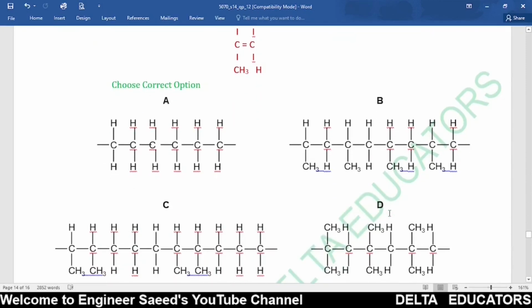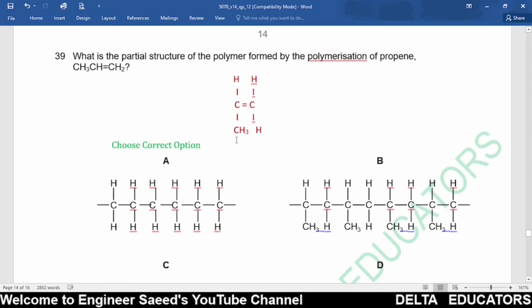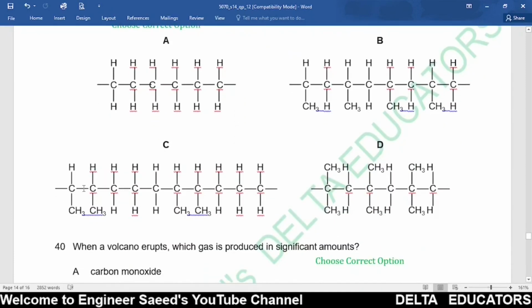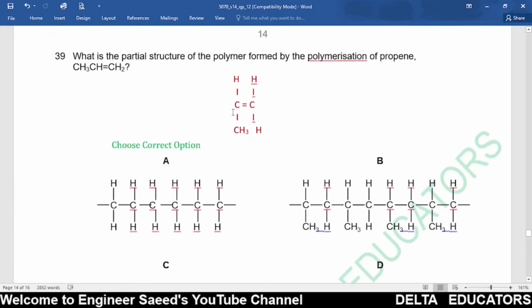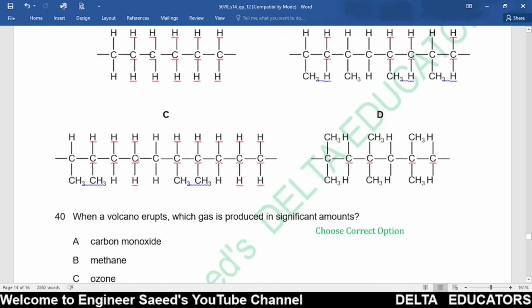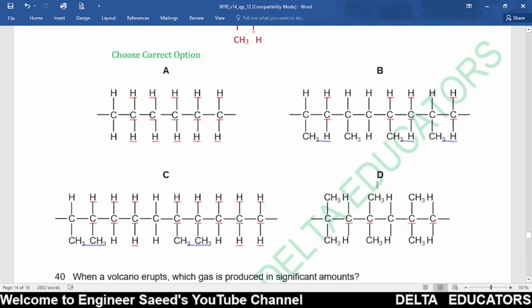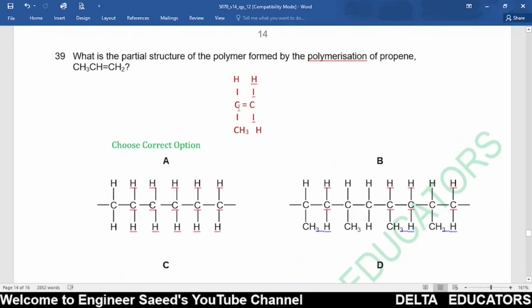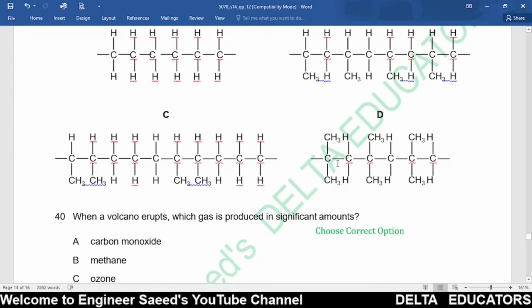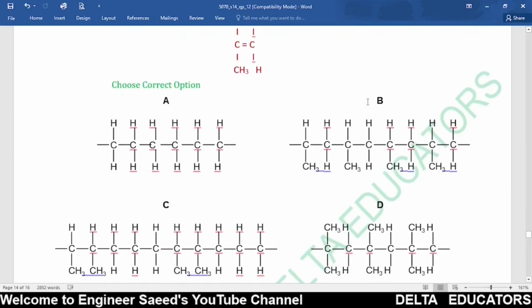Okay, we check the other options also. In C, here we have hydrogen and CH3, it is okay. But with the second carbon we again have hydrogen and a methyl radical, whereas in the monomer the second carbon has two hydrogens, not a methyl radical. That's why this one is incorrect. In option D, with the first carbon we have two methyl radicals, whereas in the monomer the first carbon has one hydrogen and one methyl radical. So this one is also incorrect. Correct option, option B.